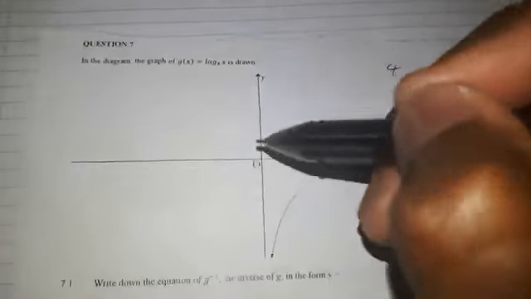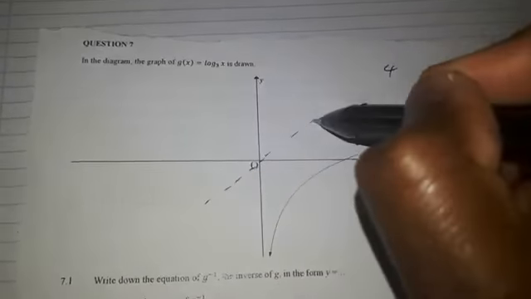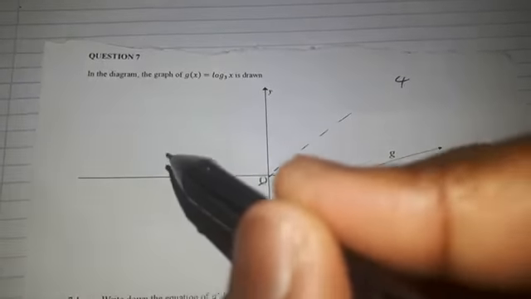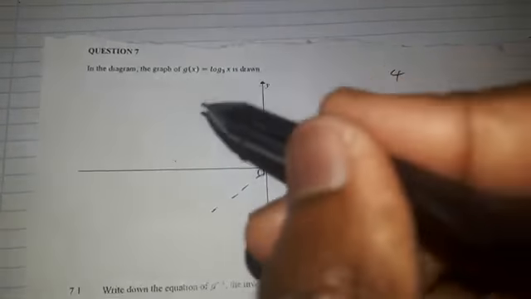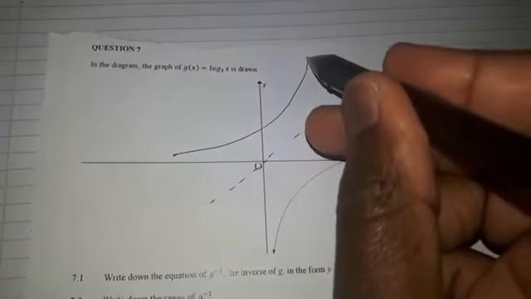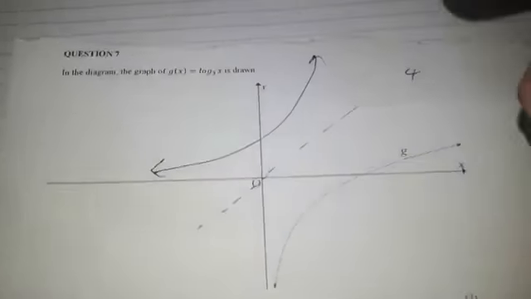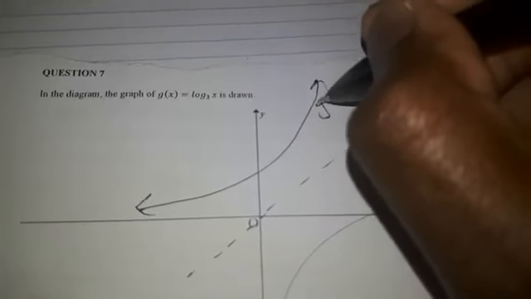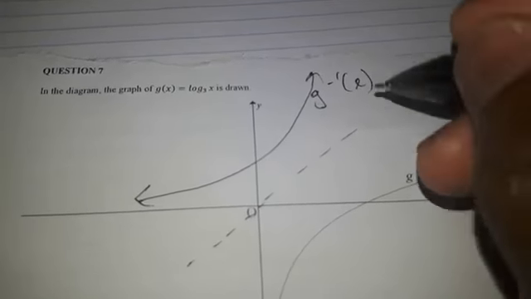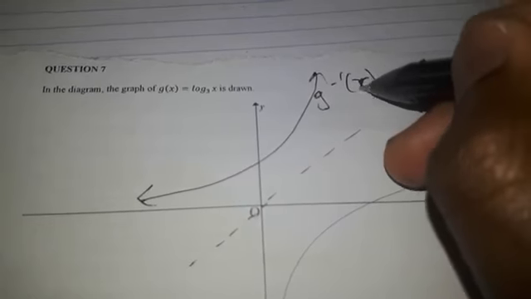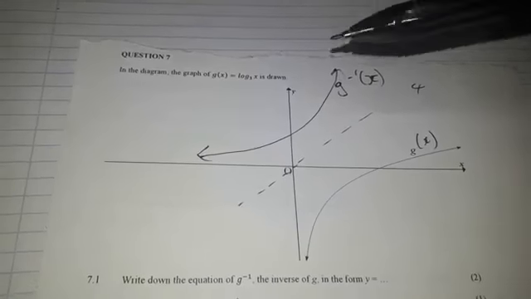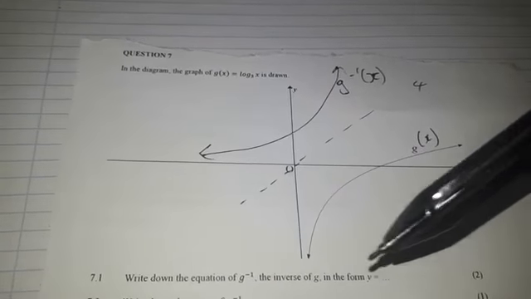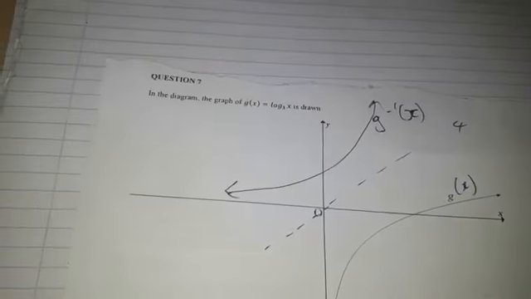So automatically what we know is we have the inverse line here somewhere, and our original graph technically would have looked something like that. So this is g, so technically its inverse is going to look like that. Because yeah, the theory, boys and girls, you need to know your theory. And then, this being given, they said here write down the equation of the inverse of g in the form y for 2 marks.